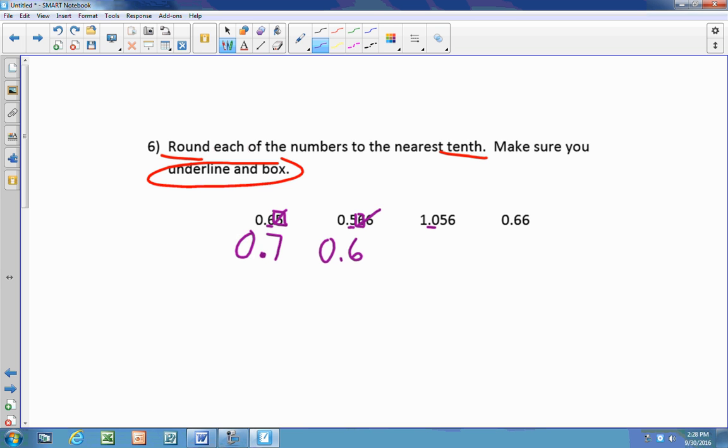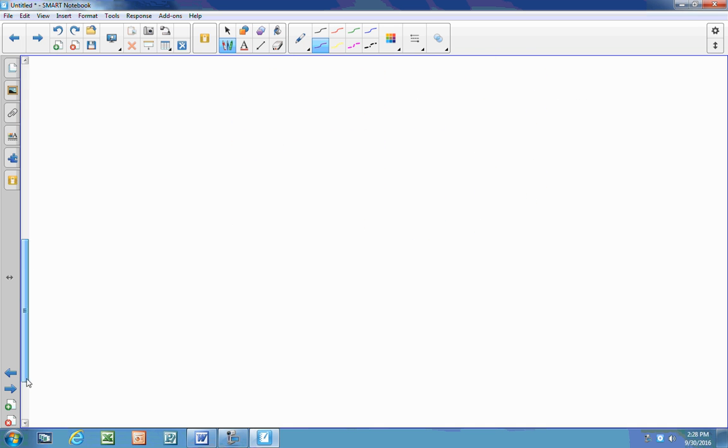Once again, we're going to underline and box, the 5 moves the 0 up to a 1, everything to the right disappears, to the left stays the same. And the last one, we underline and we box, the 6 tells the 6 to move up, everything to the left stays the same, to the right disappears. And that's the end of the mid-module review for Module 1.